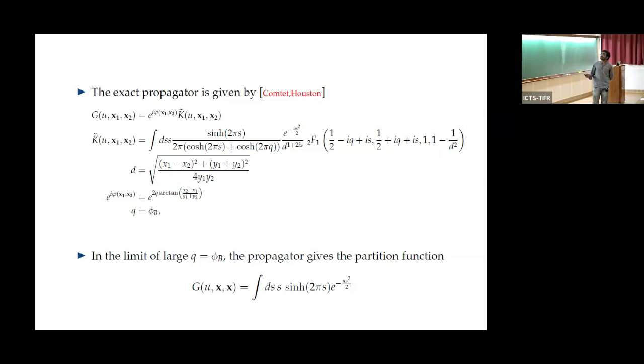First thing we can do is to just check if it reproduces the usual JT gravity partition function. In the limit of large Q, which is a large phi_b asymptotic value of the dilaton, if you take the coincident limit of this propagator where both points x1 equals x2, this quantity D goes to 1, and the hypergeometric function just becomes 1. So this propagator in this asymptotic limit gives the partition function of JT gravity bang on. Okay, now what we'll do is just use this propagator to compute the wave function for the other cases.